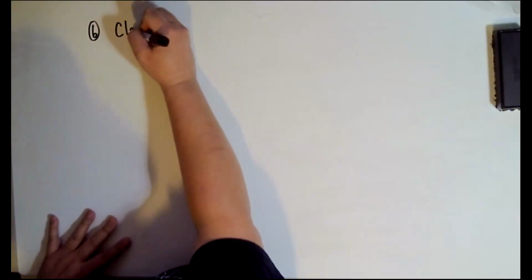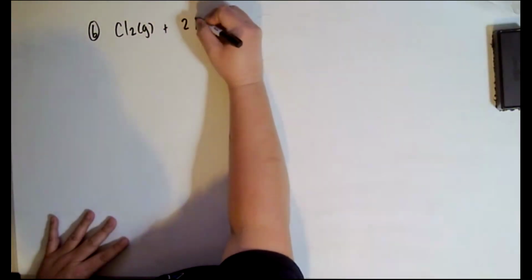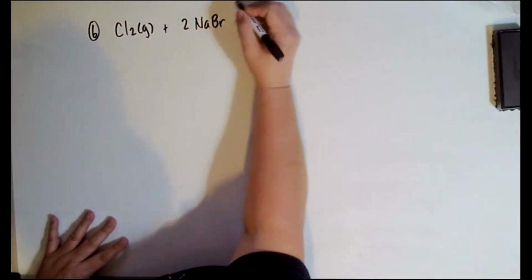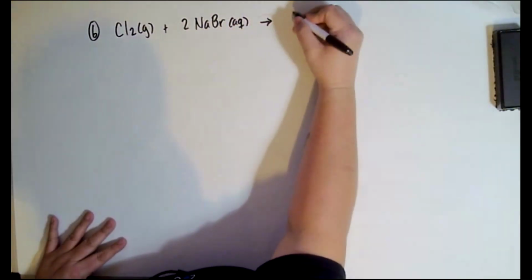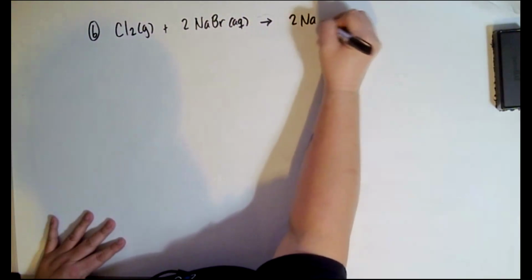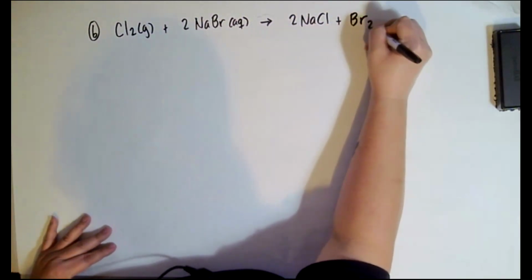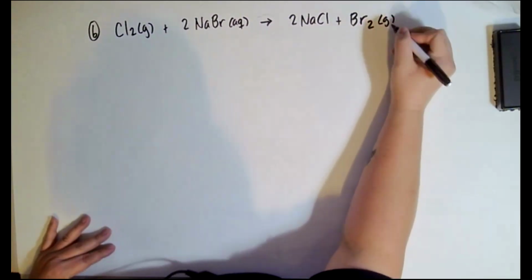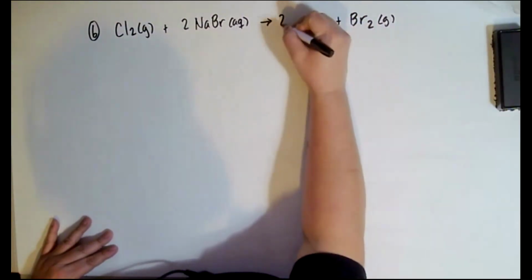So we have Cl2, 2NaBr, two NaCl, and Br2. Should make that aqueous as well.